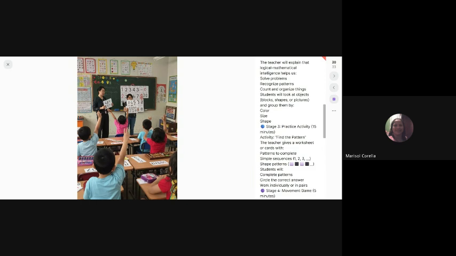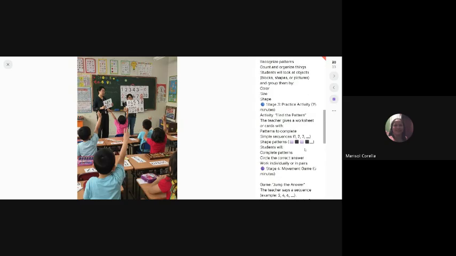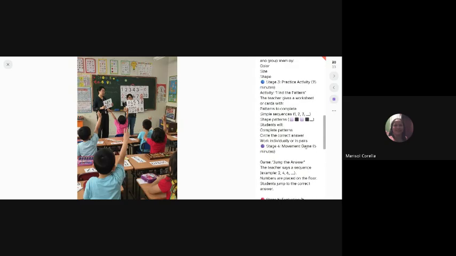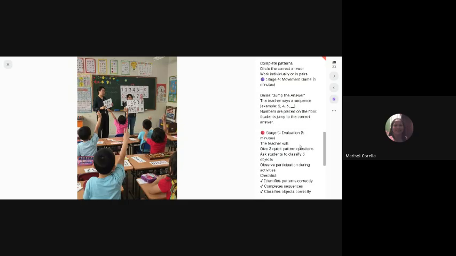The practice activity is 50 minutes. The activity: find a pattern. The teacher gives a worksheet or cards with a pattern to complete, a simple sequence, for example 1, 2, 3, and the shape is the pattern. The student will complete the pattern and circle the correct answer, working individually or in pairs. Number 4, step 4, the movement game.